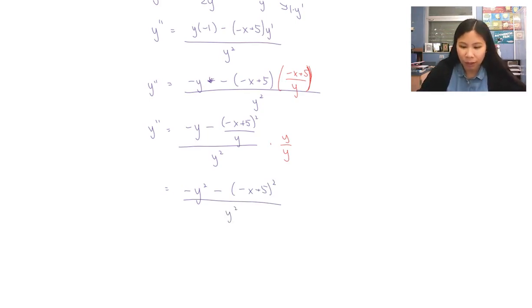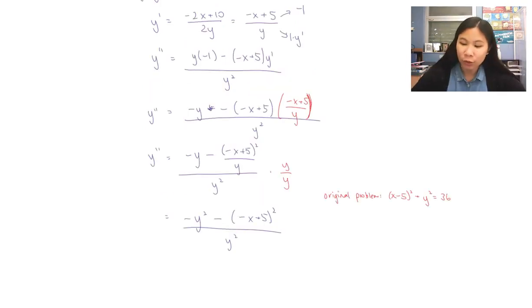Okay, and on top, it's kind of like our original problem again. So if you remember, our original problem said (x minus 5) squared plus y squared equals 36. So I also want to look at my (negative x plus 5) squared right now, because if I have (negative x plus 5) squared, it almost looks like (x minus 5) squared, but not quite, because there's things that are negative when they should be positive and so on.